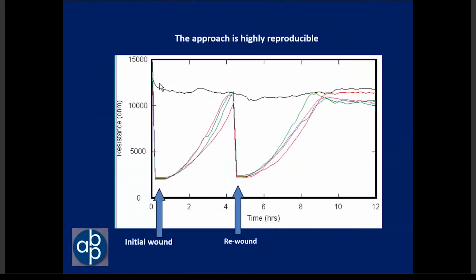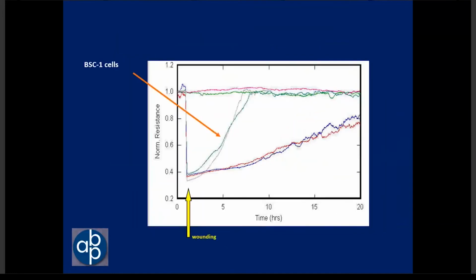The method is very reproducible. Here, 4 wells have been wounded. They return to control levels. They're rewounded, and you can see again very, very subtle differences in the migration as these cells are spending longer times in culture. It of course depends on the type of cell. Here we see a wound with BSC1 cells, and here with the NRK cells.